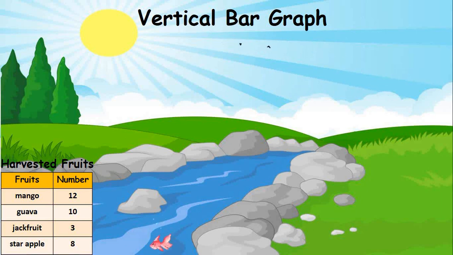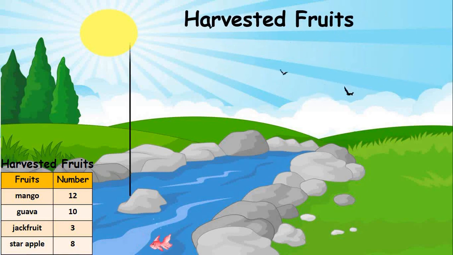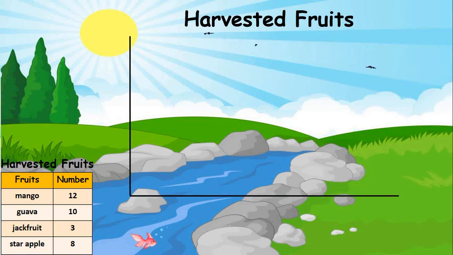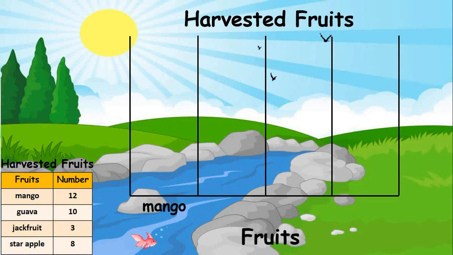Let us now make our vertical bar graph, starting by writing the title, which is Harvested Fruits. Next is the drawing of the vertical axis and horizontal axis. Since we are going to do a vertical bar graph, the fruit data is in vertical lines, where it has 4 lines for the 4 fruits: the mango, guava, jackfruit, and star apple.